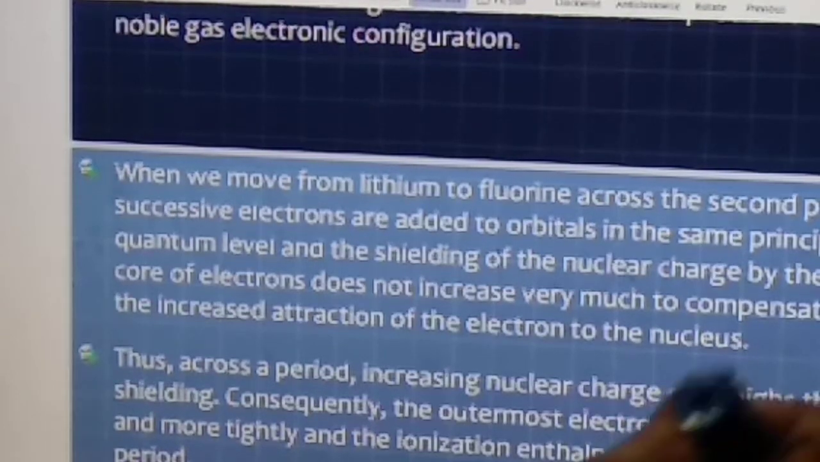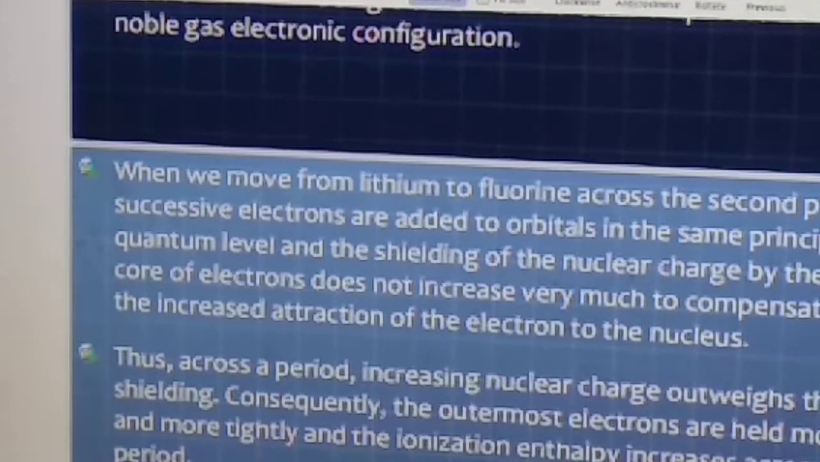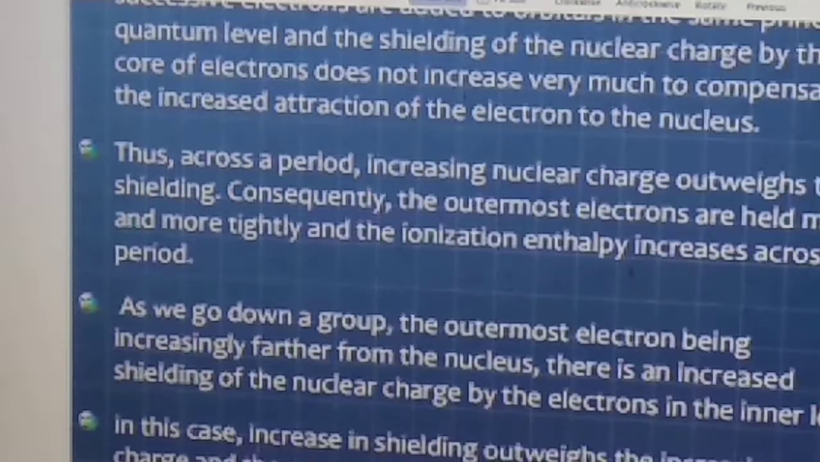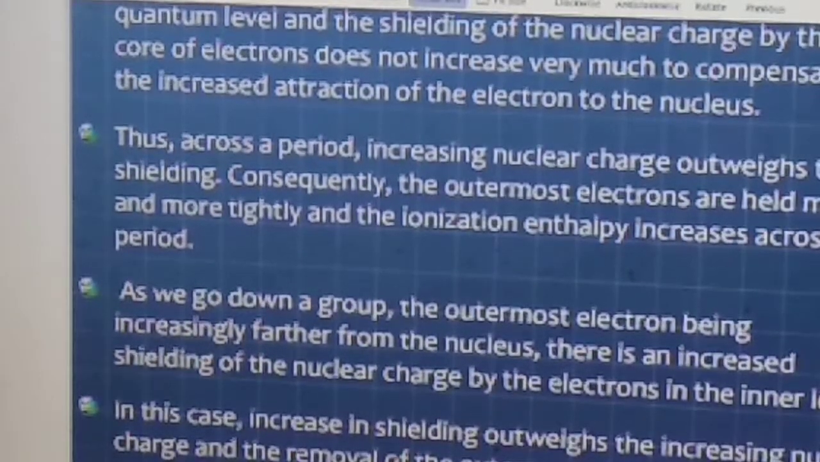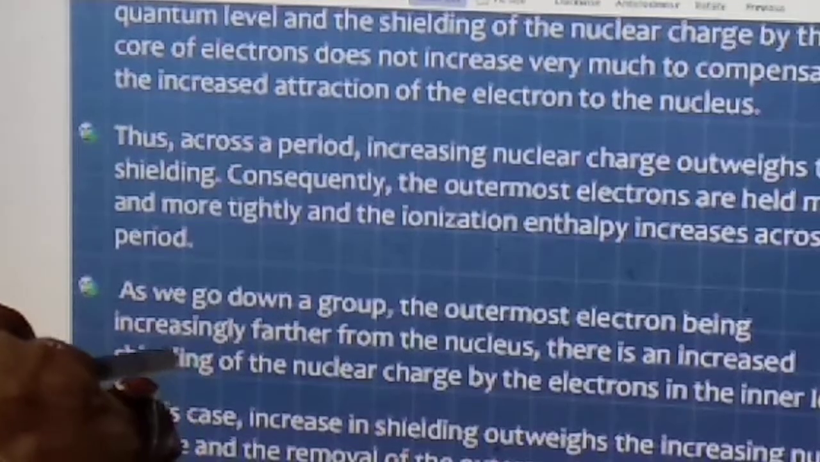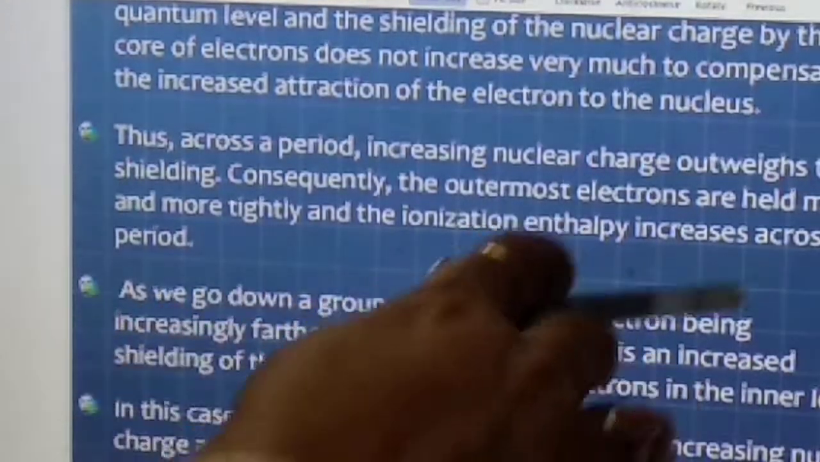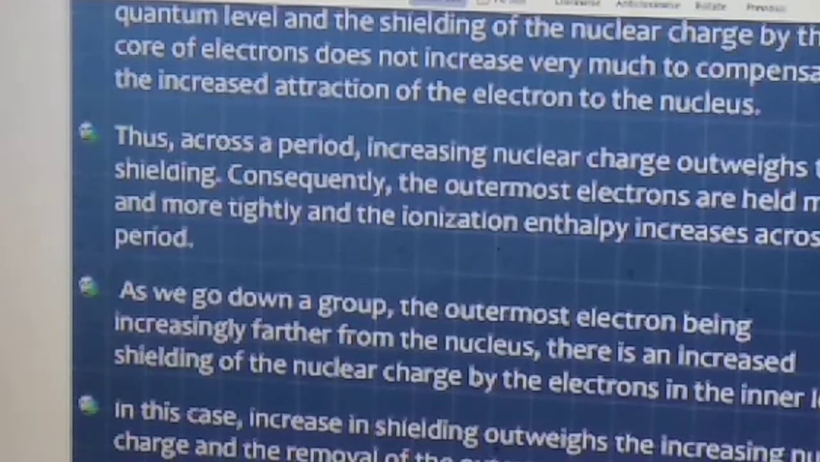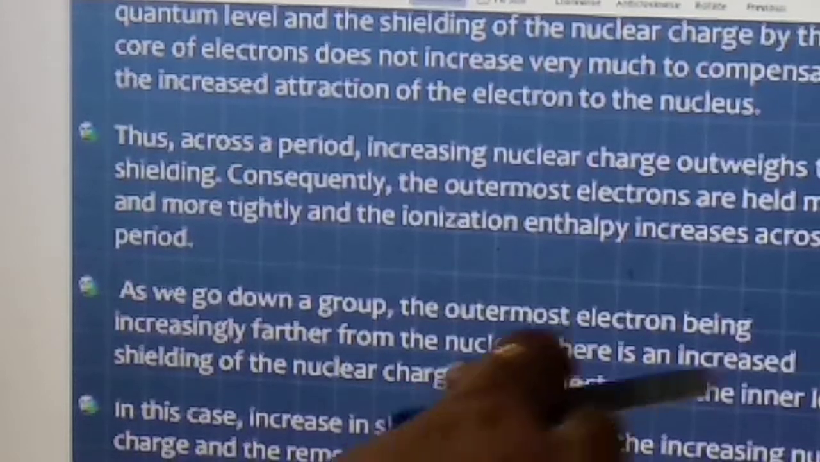Why increasing? Already I have discussed this, students. Now, when we move from top to bottom, what is happening there? The outermost electrons are increasingly further from the nucleus because their shell number is increased. There is an increased shielding of the nuclear charge by the electrons in the inner levels.